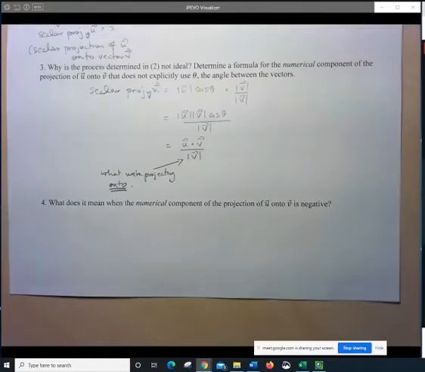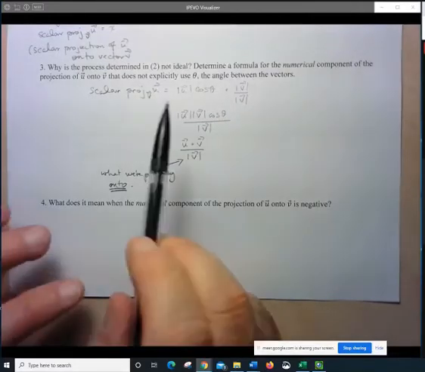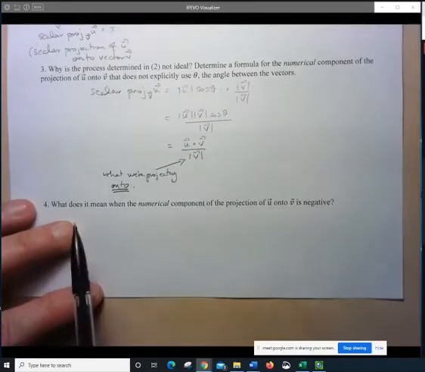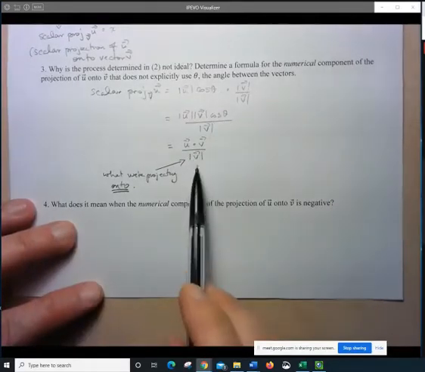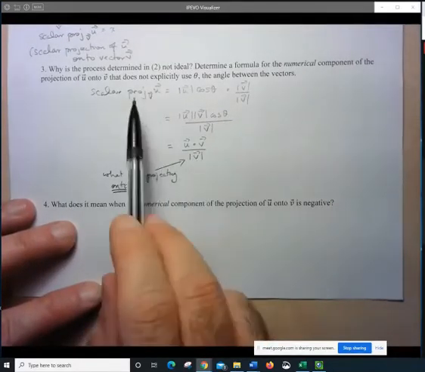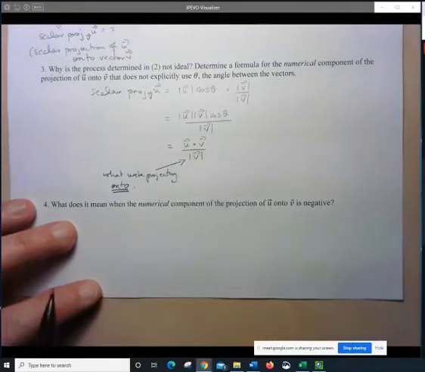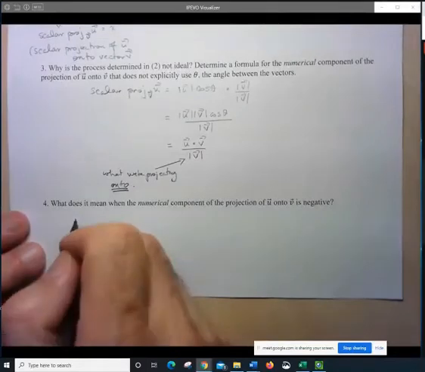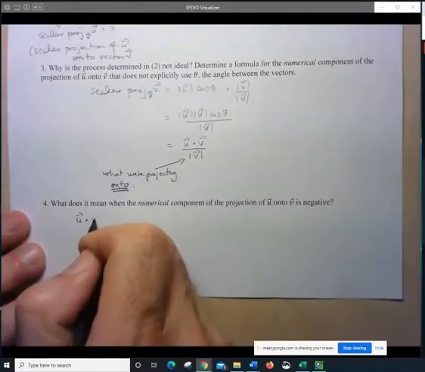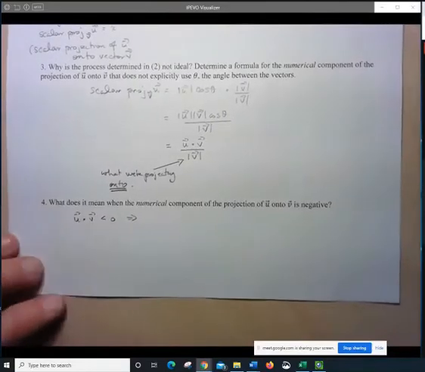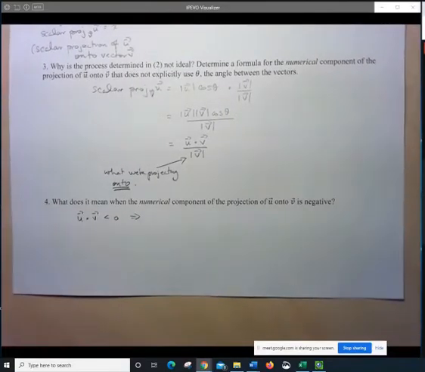Okay, so we're back. Just to go back to what we were talking about before, if you look at this definition for the scalar projection that we came up with, the denominator is always positive. So the only way for the scalar projection to be negative is if u dot v is negative. So what does it mean for u dot v to be negative? What does that imply about the two vectors if their dot product is negative?